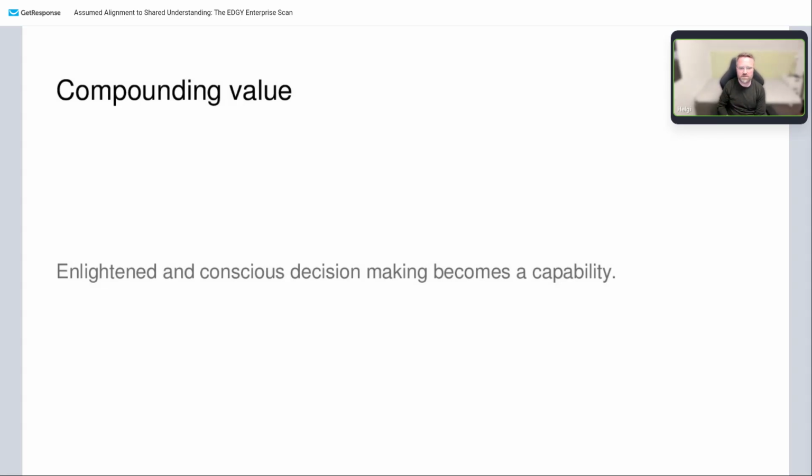Enlightened and conscious decision making becomes a capability instead of just a competence for the individuals. So it's a capability that the whole enterprise can have, that we can share with each other, that we can actually ensure that we build, we develop, we nurture, so that over time we can make this standard practice, getting better and better every time, just by way of communication and structured conversations.